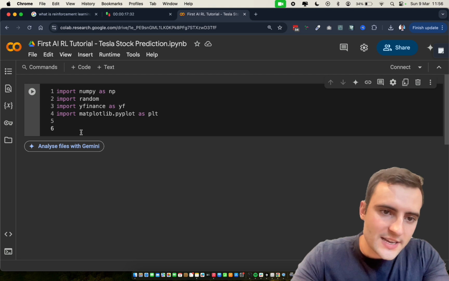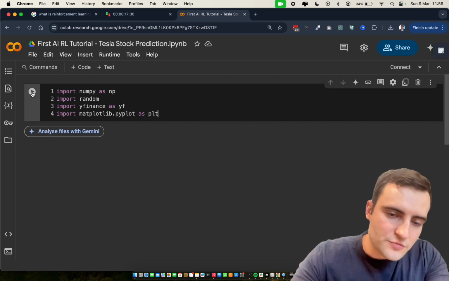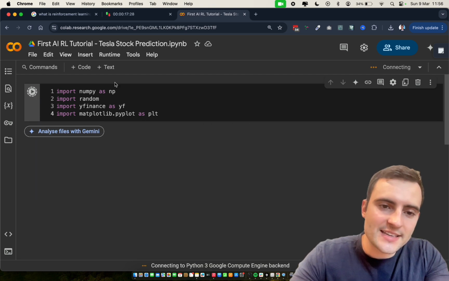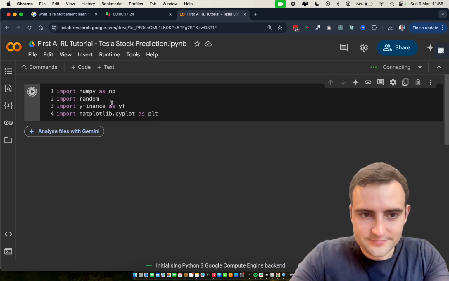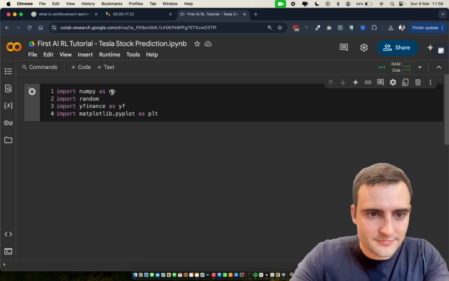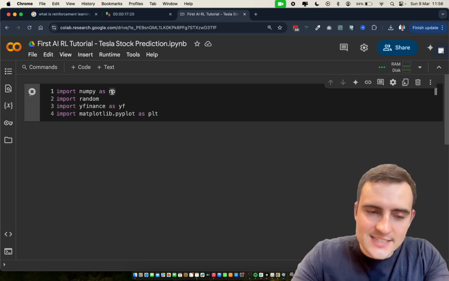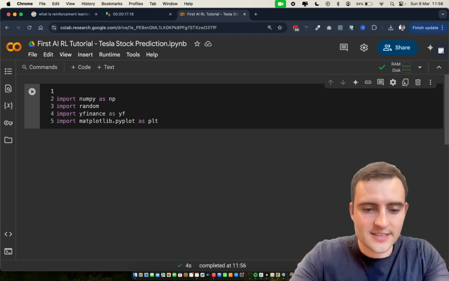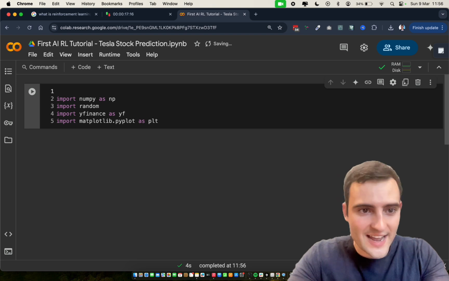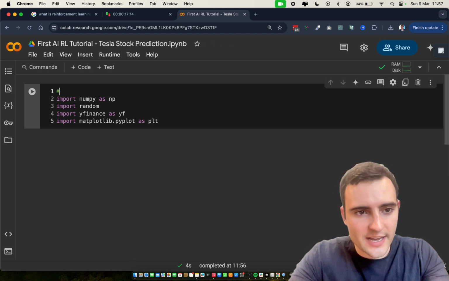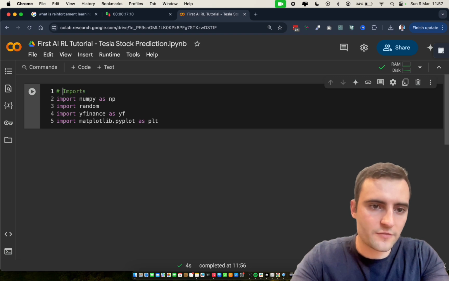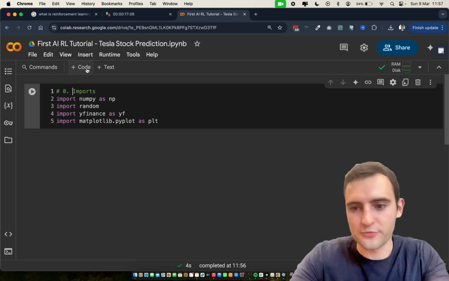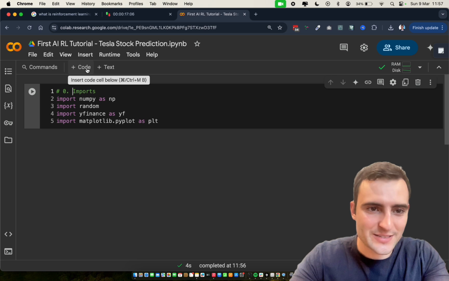So the first thing I'm going to do is just run this. And if it's all successful, we shouldn't get any errors. And last thing I'm going to write here is a comment. If you remember, like Twitter or X, we write comments with a hashtag. So we write hashtag imports. And that is our first thing that we have to do before we do anything else.